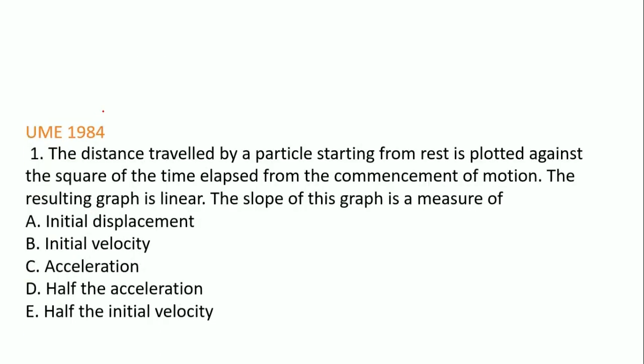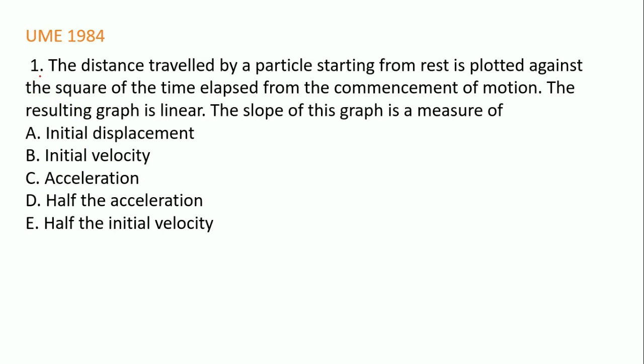Next question, UTME 1984, question number 1. The distance traveled by a particle starting from rest is plotted against the square of the time elapsed from the commencement of motion. The resulting graph is linear. The slope of this graph is a measure of? Now, we're told that the distance s traveled by a particle starting from rest, so u equals 0, is plotted against the square of the time elapsed.